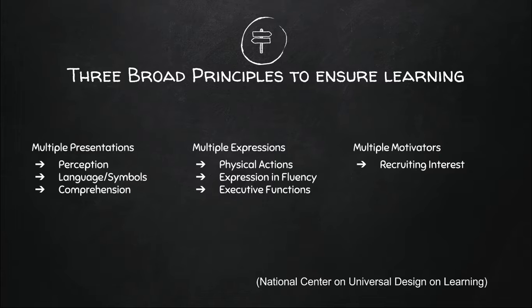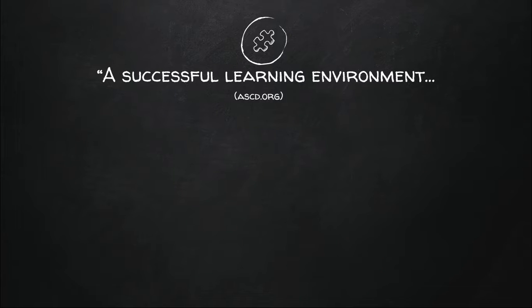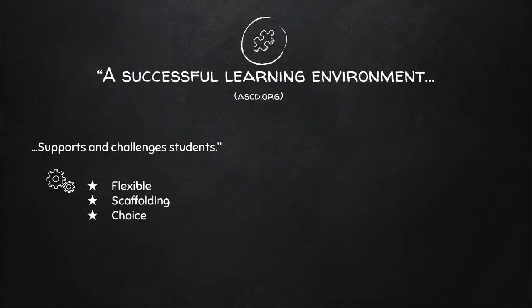Then we also need to supply multiple motivators to them. We obviously have to recruit their interest in the very beginning. We have to be able to have them buy in and sustain that effort throughout our class period or class project week or however long our goal-oriented task would be lasting. And then self-regulation, having them be able to report on their findings and self-evaluate their learning. So, our successful learning environment should include supports and challenges for the students.